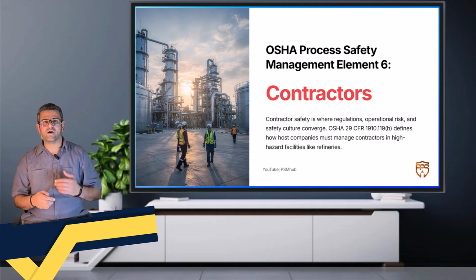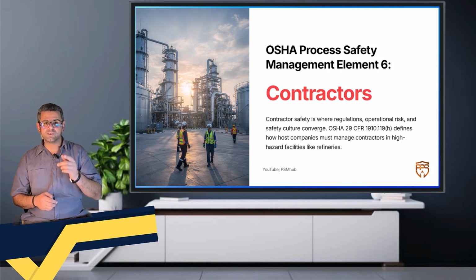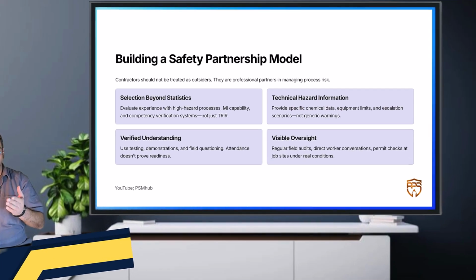Contractor failures often occur at communication boundaries: between companies, between supervisors, and between paperwork and real work. That is exactly why Element 6 is one of the most frequently cited elements in OSHA PSM. To achieve real excellence in contractor safety, safety specialists must move toward a safety partnership model. Contractors should not be treated as outsiders. They should be treated as professional partners in managing process risk.